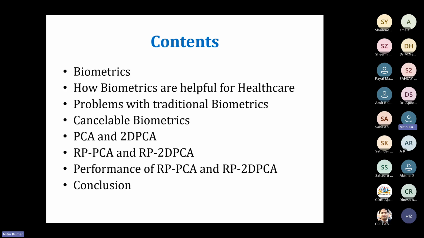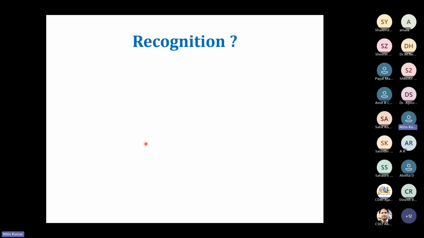In recent years, there has been a lot of work in this field, and we will see two very basic, very popular methods: principal component analysis, that is PCA, and two-dimensional principal component analysis. These PCA and 2D PCA are the traditional methods, and we will see how we can enhance their application for the cancelable biometric domain. Lastly, we'll see how we can measure the performance of both of these methods, what results we got from a few experiments, and how these results are better than the state of the art methods, before I conclude.